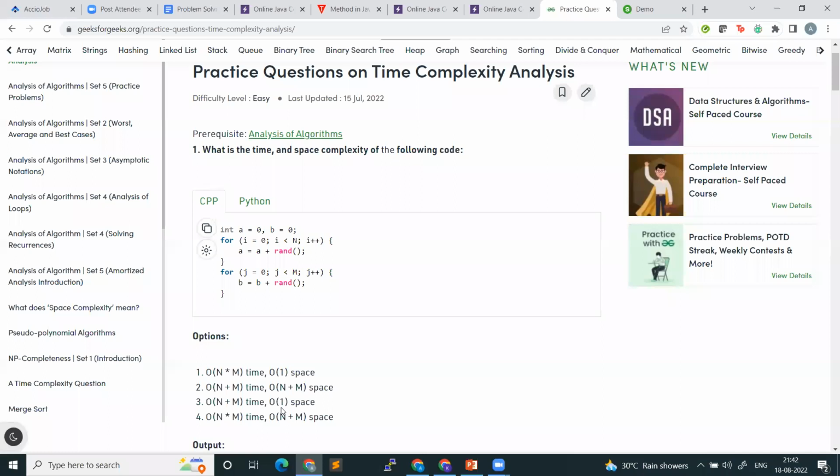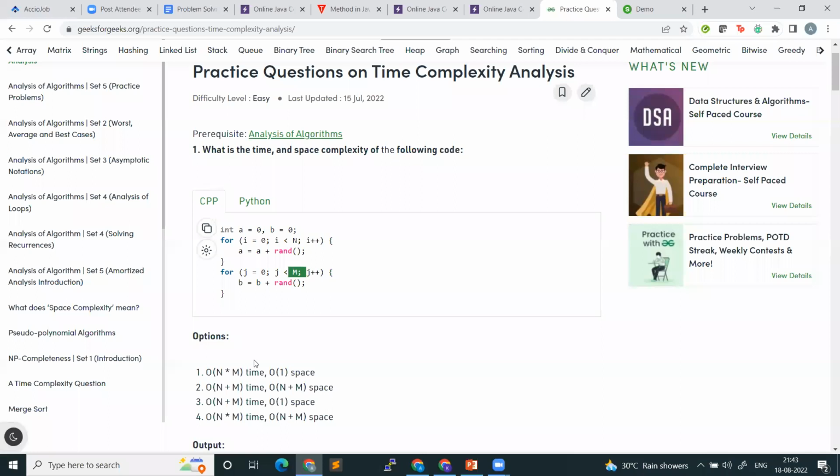Option number 3, right? Option number 3 is correct. Why? See guys, these two loops are not nested, right? So this is running for n times and this is running for m times. So what is the time complexity? Big O of n plus m. So two options have been eliminated.